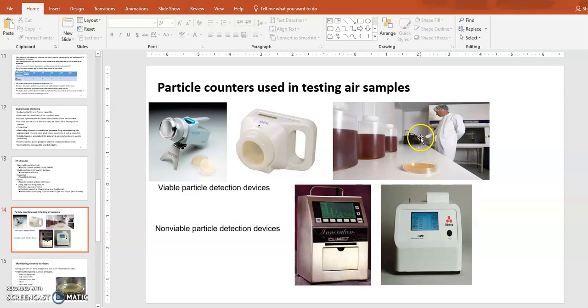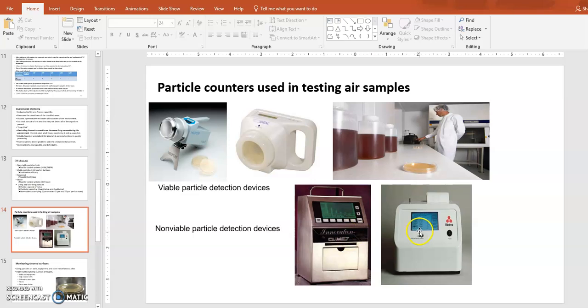And you can also use these petri dishes and set them up and leave the lid open and see how many things are settling on top of your plate. We call them settle plates. After a certain time, maybe 1 hour, you come back and put the lid back on and incubate and see. So that'll measure the amount of things floating in your air.